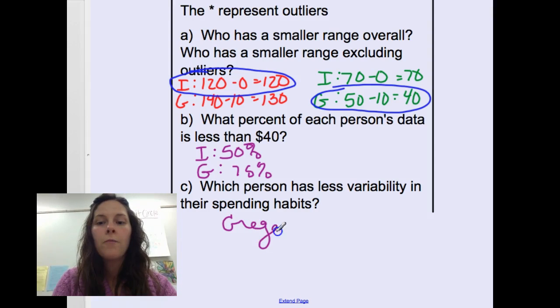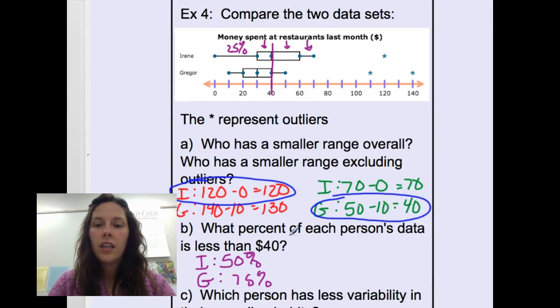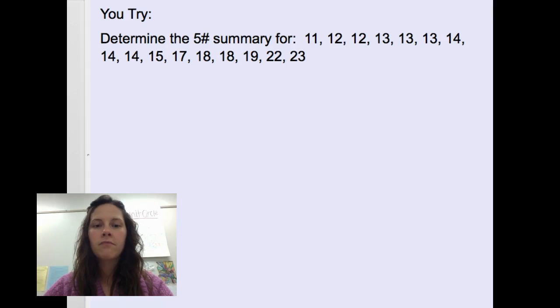Irene seems to go to some restaurants that don't cost a whole lot of money. So when we look here, she spent $0 at a restaurant. She must have had somebody pay for her. And then all the way up to, again, excluding those outliers, $70. That's quite a bit of money to spend at a restaurant. Whereas all of Gregor's, except for that outlier, is between $10 and $50, much less variable, much more similar types of restaurants that he's going to as far as cost, versus Irene seems to have a wide range of spending habits at restaurants.